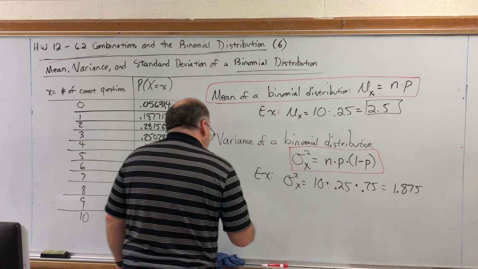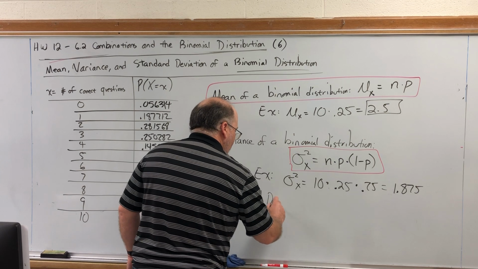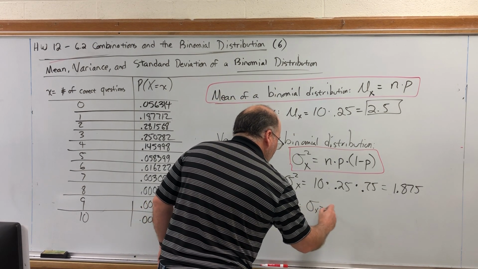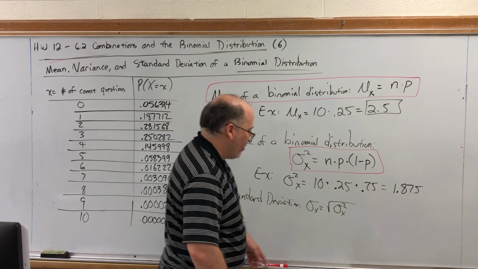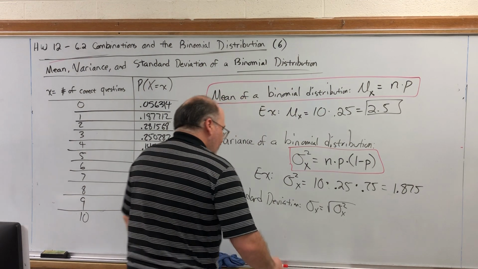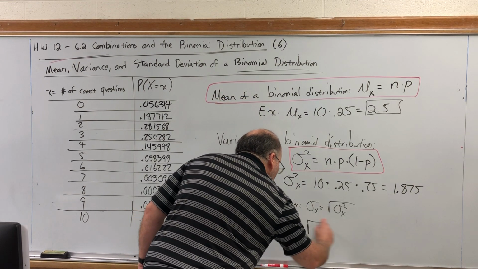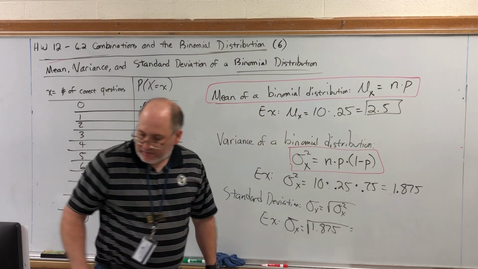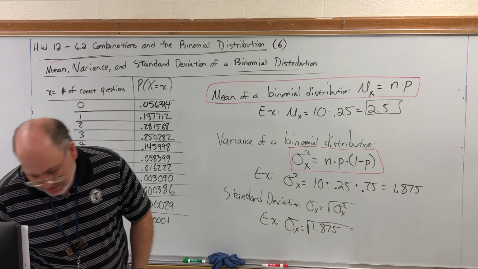And so to find the standard deviation, you just have to square root the variance. The standard deviation is the square root of the variance. So sigma x equals the square root of sigma squared x. So in this example, the standard deviation is just the square root of 1.875. And so if we square root that number to 4 decimal places, we get 1.3693.